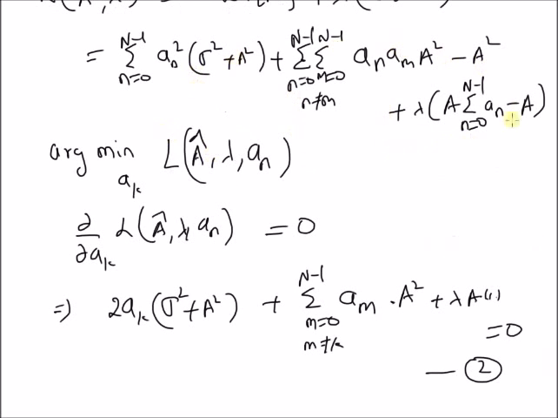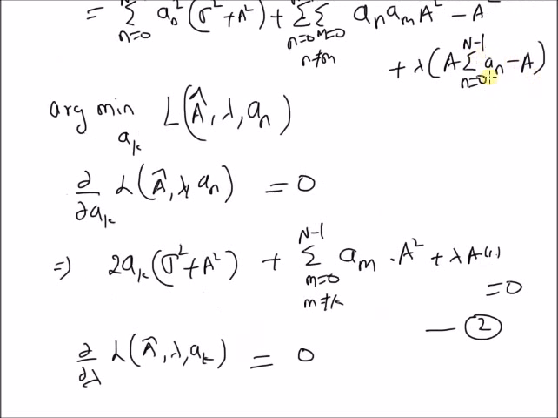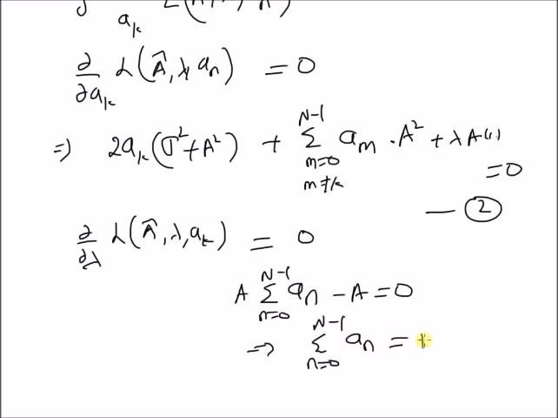Now by differentiating the cost function with respect to lambda, that is the partial derivative with respect to lambda of the cost function L of a hat comma lambda comma a_k, putting it equal to 0, we have the summation, and basically this term should be equal to 0. That means a into the summation n equal to 0 to N minus 1 a_n minus a is equal to 0. This basically implies the summation n equal to 0 to N minus 1 a_n is equal to 1.